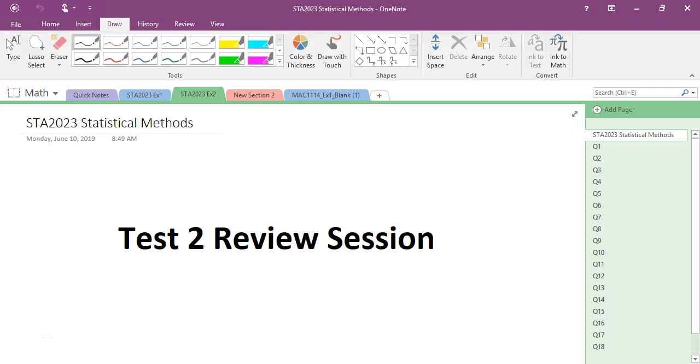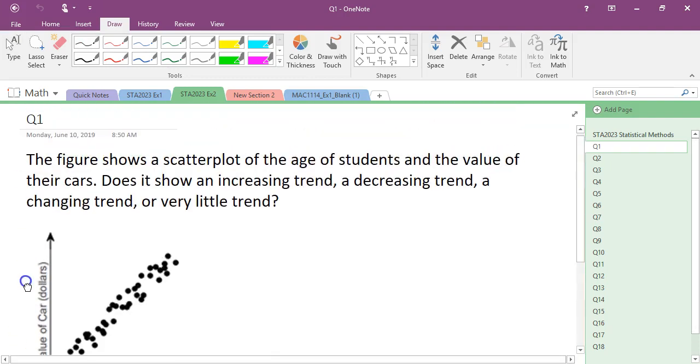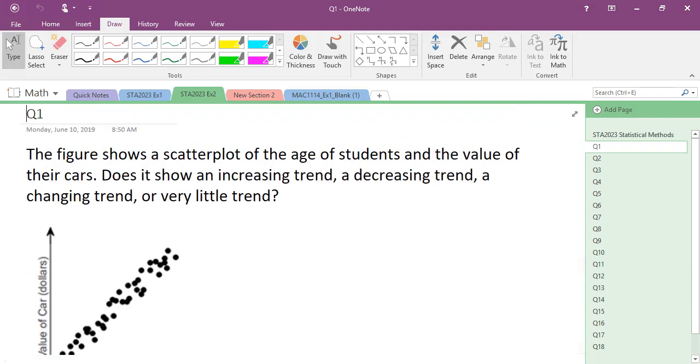All right, so test 2 for statistics 2023. We got 20 questions to hit up. So let's get started. Covers chapter 4 through chapter 6. So our first question here, they give us a nice little graph, and it says to determine whether it shows an increasing trend, decreasing trend, a changing trend, or very little trend.